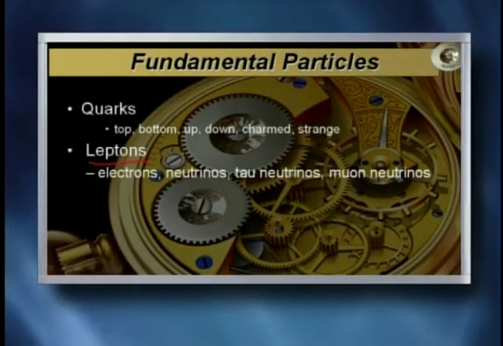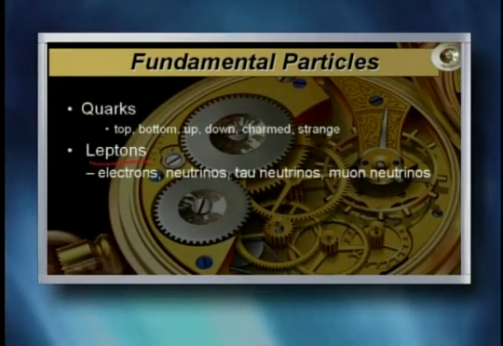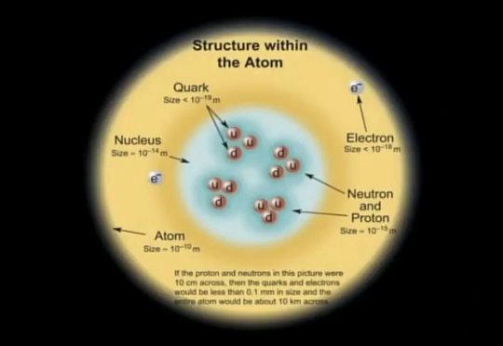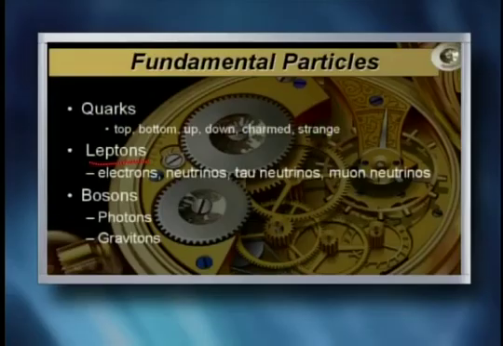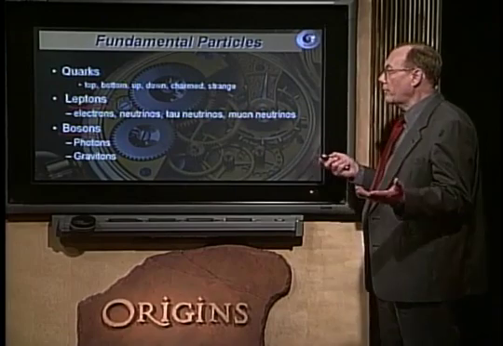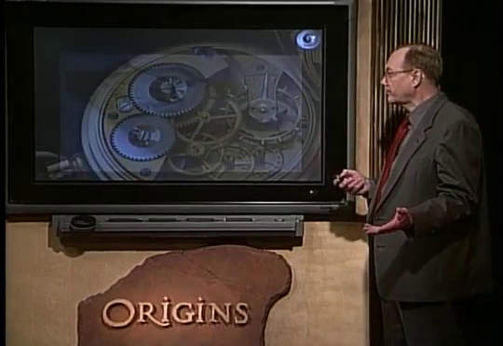And leptons we're probably more familiar with. There's electrons, neutrinos, at least electrons we're familiar with, tau neutrinos and muon neutrinos and so on. By the way, quarks are assembled to produce things like protons and neutrons. Protons are 2 up quarks and a down quark produces a proton. And 2 down quarks and an up quark produces a neutron. And then there are bosons. An example of bosons would be photons and gravitons. Everything in the universe is made out of these fundamental particles.